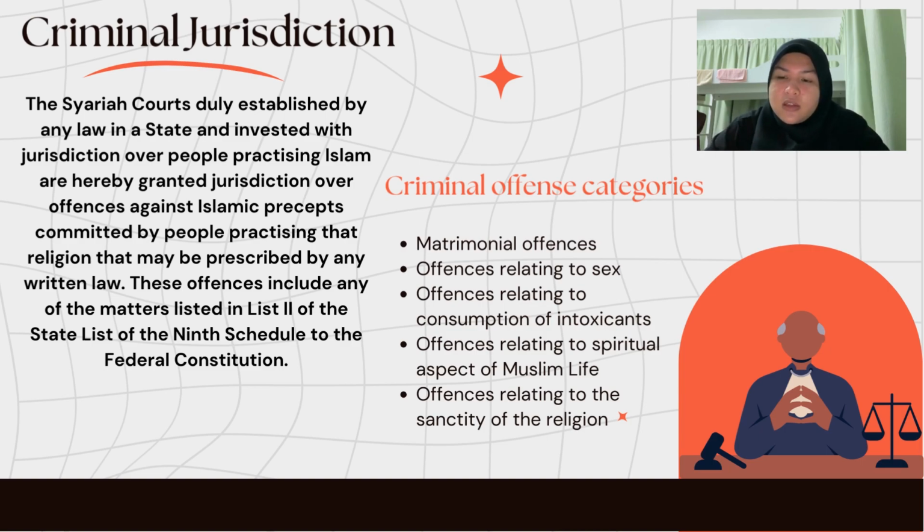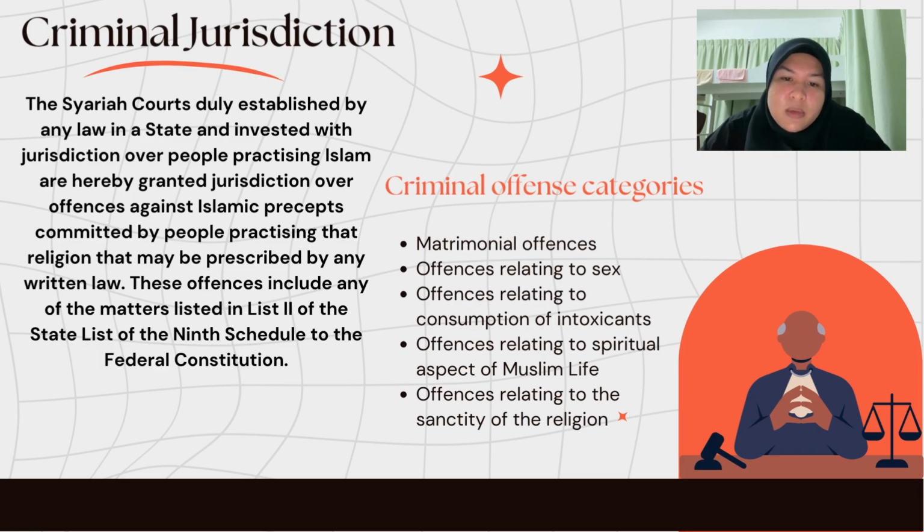These offences include any of the matters listed in List 2 of the State List of the 9th Schedule to the Federal Constitution. There are some categories of criminal offences, which are matrimonial offences, offences relating to sex, offences relating to consumption of intoxicants, offences relating to the spiritual aspect of Muslim communal life, offences relating to the sanctity of the religion, and miscellaneous offences apart from those mentioned.